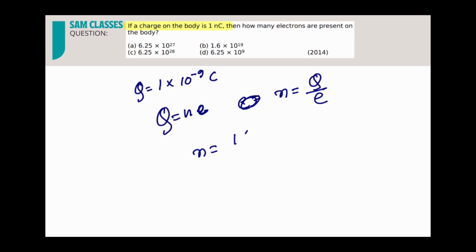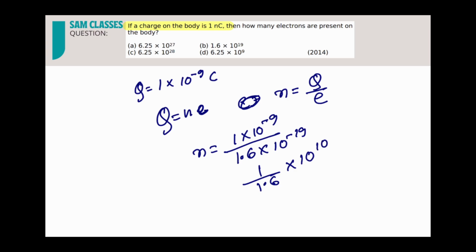Q is equal to 1 into 10 power minus 9, given, and the charge on an electron is 1.6 into 10 power minus 19. So the moment you divide, what you'll get is 1 by 1.6 into 10 power 10. If you just look at the powers, all the other options are 10 power 19, 10 power 27, 10 power 28. So directly you can eliminate these. This is the correct answer.